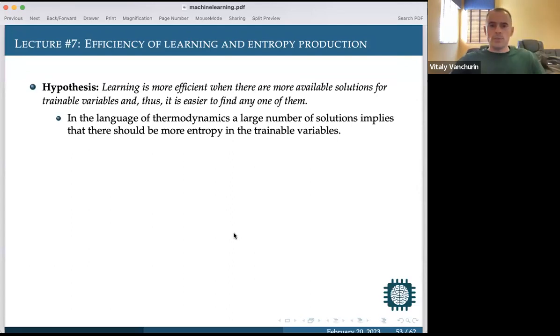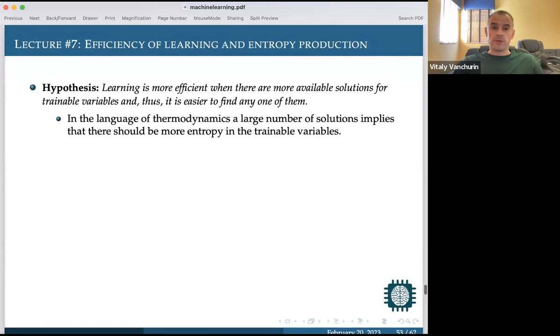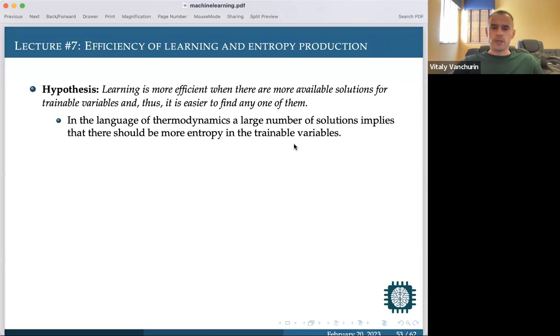Okay, so the topic of today's lecture is efficiency of learning and entropy production. So we'll try to see how entropy of the trainable variables affects learning. So let's start with a hypothesis. Now, learning is more efficient when there are more available solutions for the trainable variables. And then it would be easier to find them. So it seems like a logical assumption.